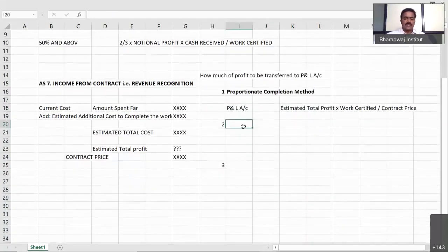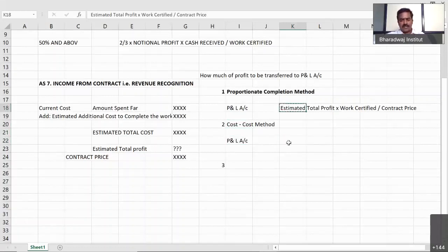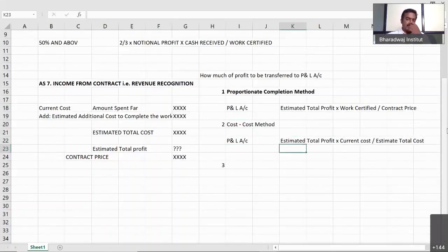It is recognized. The second method is applied for cost plus contracts. We call it the cost to cost method. Here the amount to be transferred to the P&L account depends on the same estimated total profit into current cost, divided by estimated total cost. So this will be applied for all the cost plus contracts. Generally, the first method is followed by the majority of construction companies. This cost to cost method is applied in some companies wherever they sign a cost plus contract.